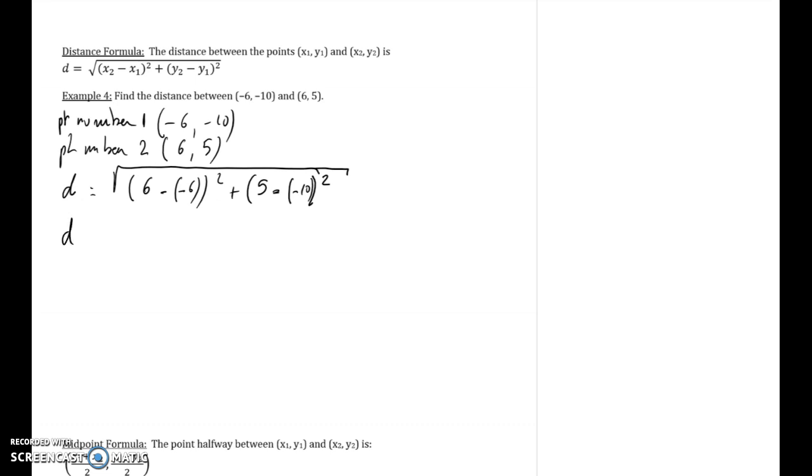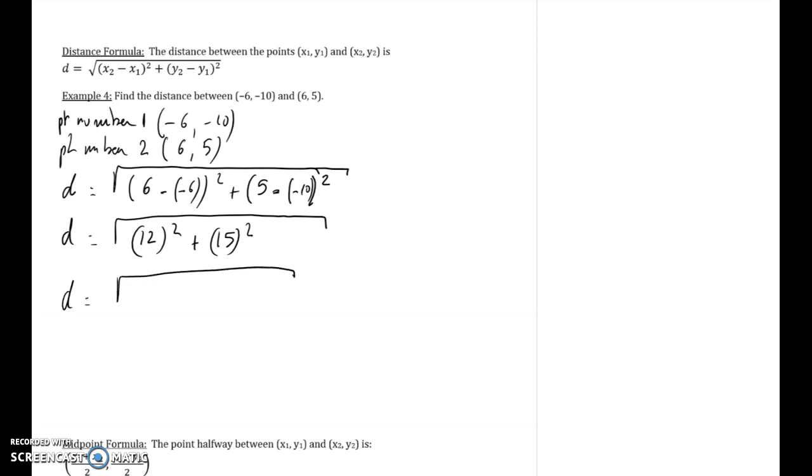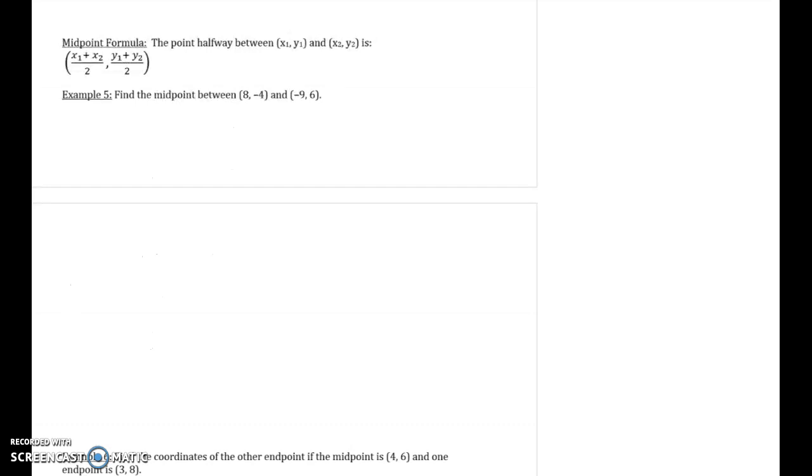Therefore, we have D equal the square root of 6 plus 6, 12, square, plus 5 plus 10, 15, square. D equal the square root of 144 plus 225. D equal the square root of 369, which is about 19.2.